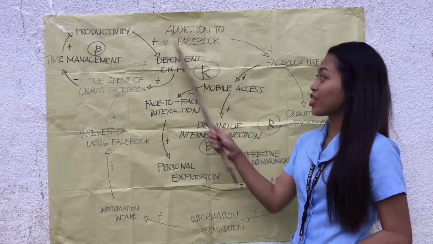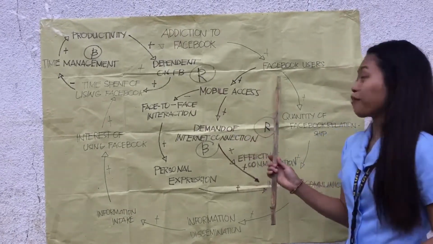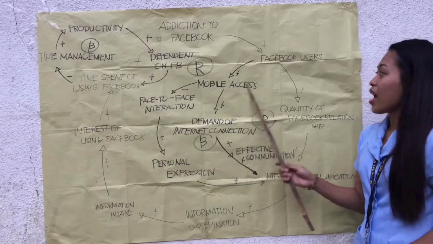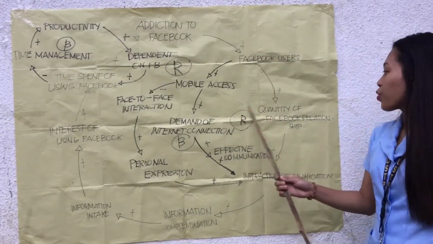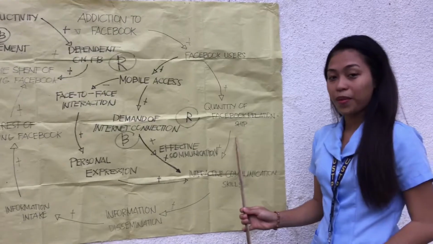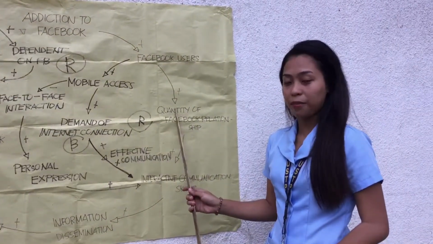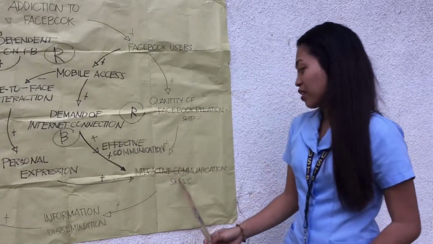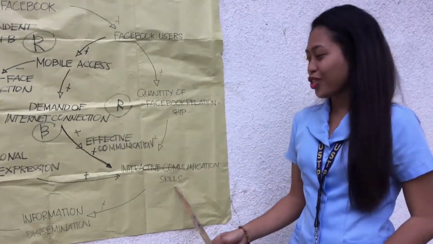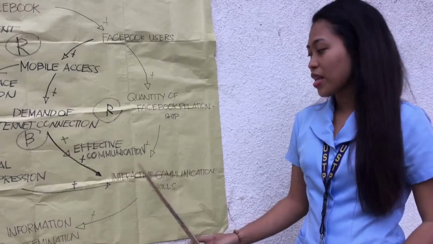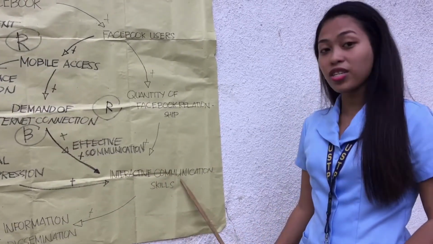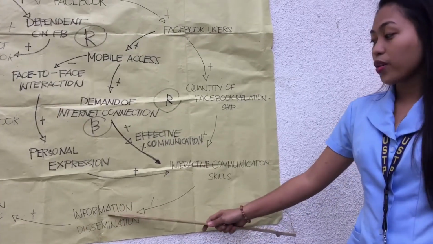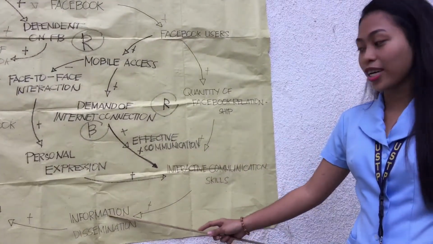If there would be an addiction to Facebook, the number of Facebook users will increase, which leads to positive polarity. If there would be Facebook users, there would be a quantity of Facebook relationship, which leads to positive polarity. If there would be a quantity of Facebook relationship, the interactive communication skills will increase, which leads to positive polarity. If there would be interactive communication skills, the information dissemination will increase. That will be a positive polarity.